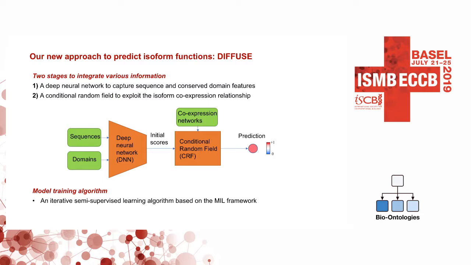In the first stage, we use a deep neural network to capture two levels of sequence features and output the likelihood of having a function for each isoform. We name the output of the DNN as initial scores. Then in the next stage, we use a conditional random field to combine initial scores and co-expression relationships to refine the predictions. And we jointly train these two components under the semi-supervised learning fashion.